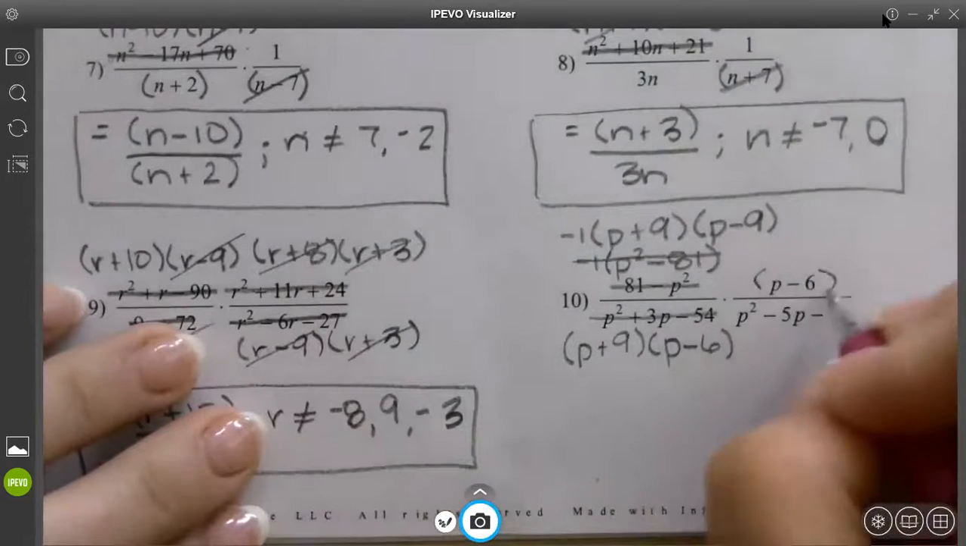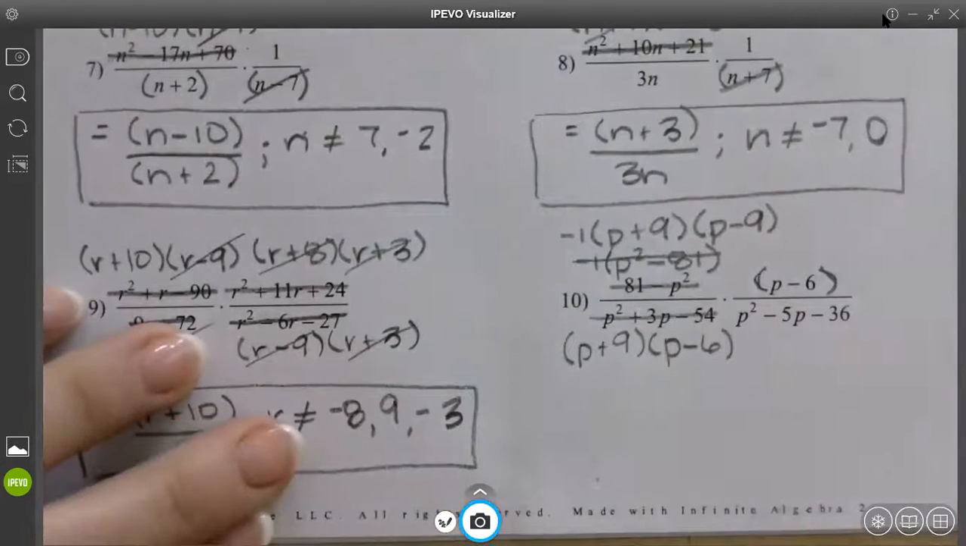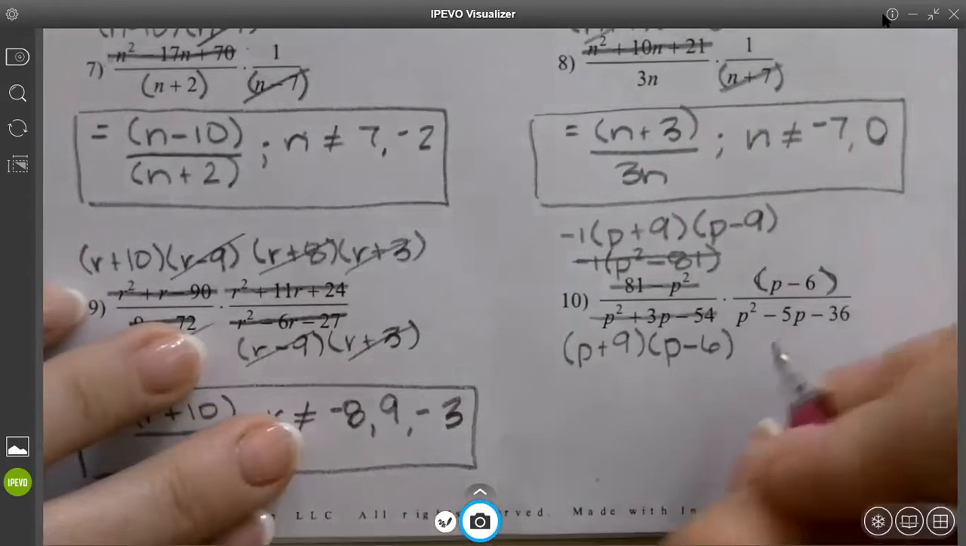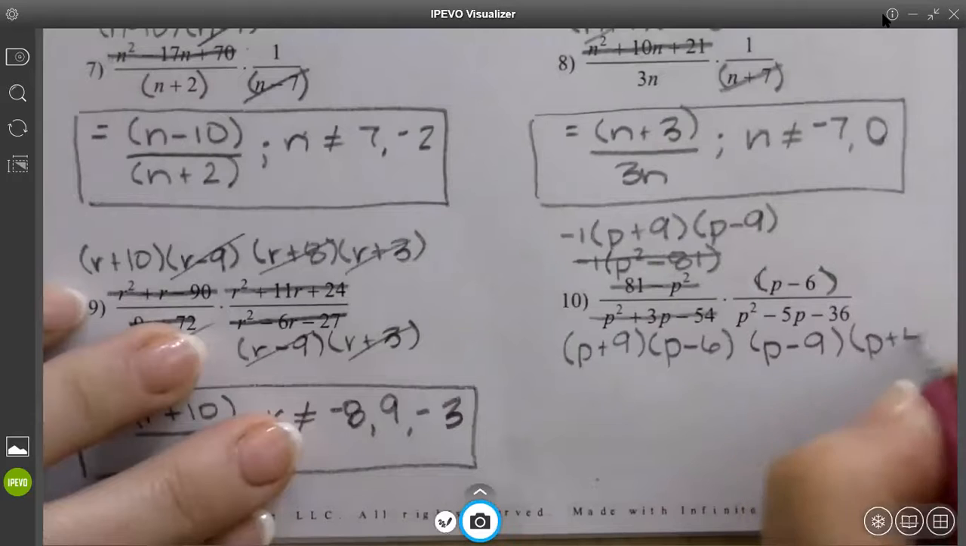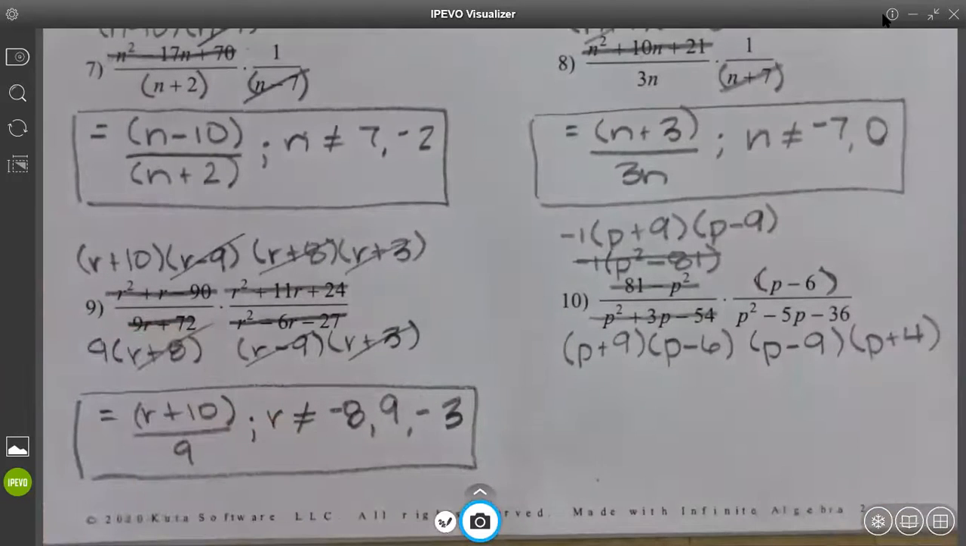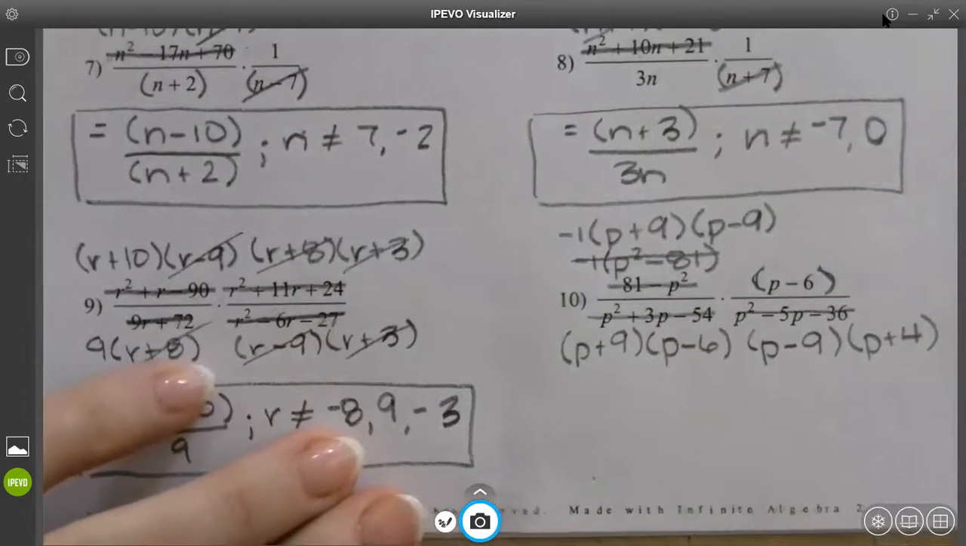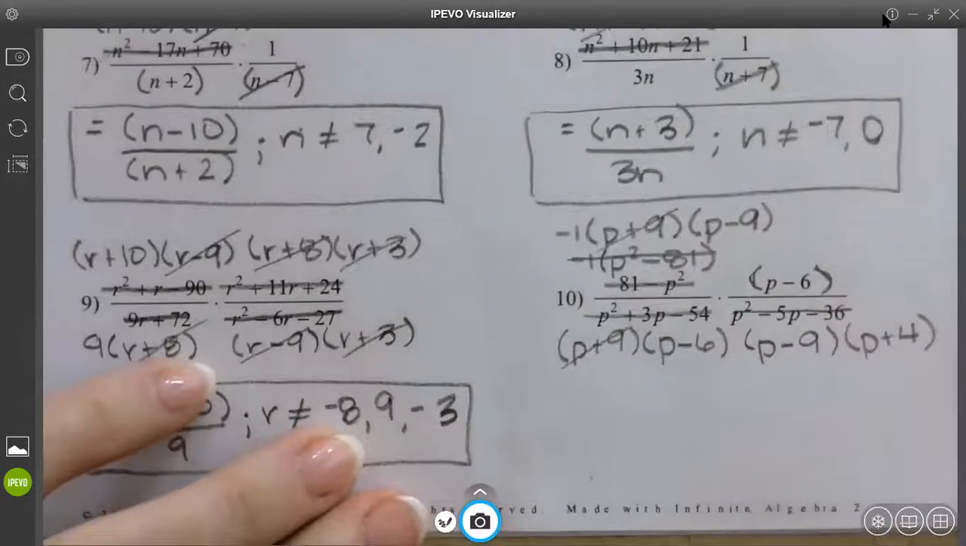We have a p minus 6 on the top. We're just going to group it together. And then factors of negative 36 that add to negative 5 are negative 9 and positive 4. So remember, I told you a long time ago, factoring was going to come back in. All right, what can I mark out? Plus 9, minus 6, and minus 9. Nothing else to mark out.